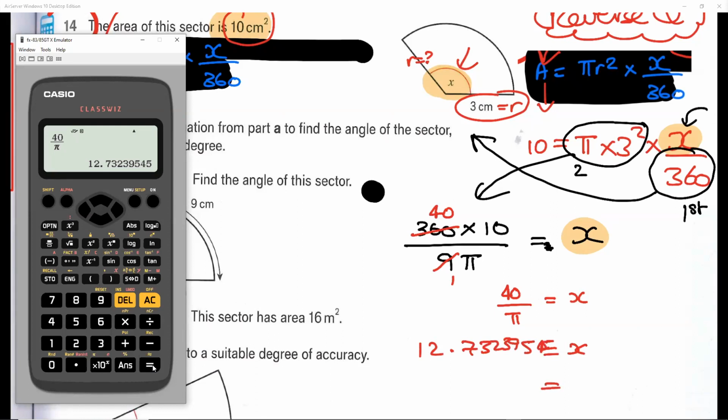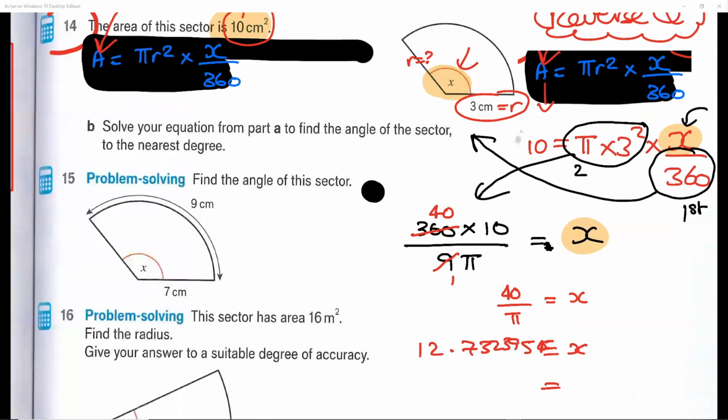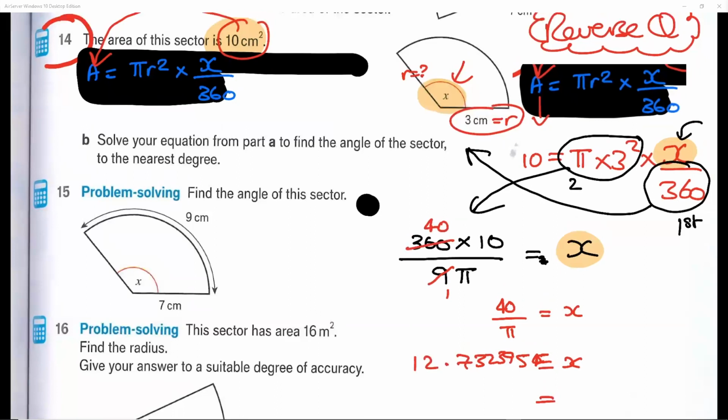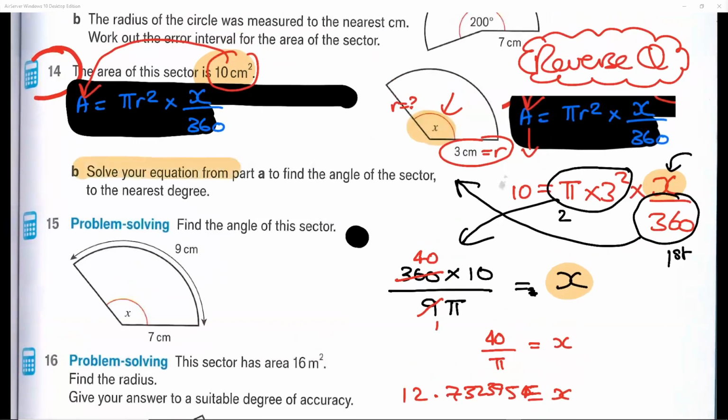It didn't tell you because you crossed it out. It says: solve your equation from part A to find the angle of the sector to the nearest degree. So to the nearest degree, so far everybody's answer is incorrect. I'm sorry, I've covered it up with my calculator. I'll move the calculator out of the way and then I'll highlight it for you. It says here, and here's the key part. So everybody give me your answer. Okay, Essen, I got your new answer.